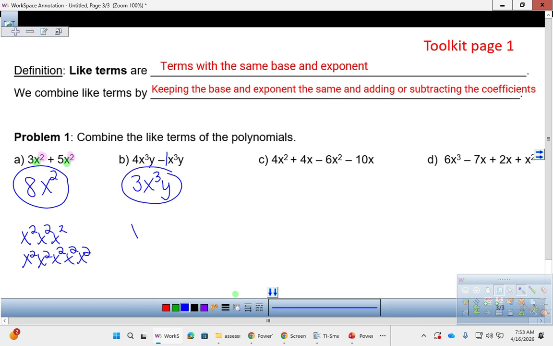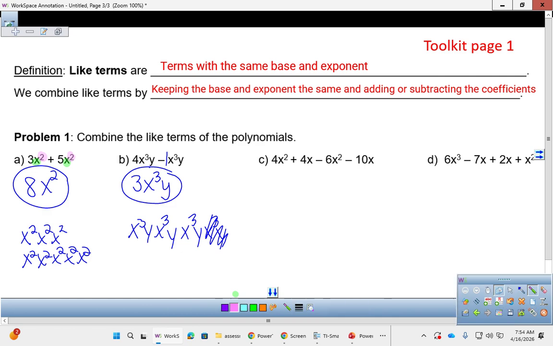This is like I have x to the third y 4 times. And I take away one of them. Now I have x to the third y 3 times. So it's 3x to the third y. Everybody okay so far?